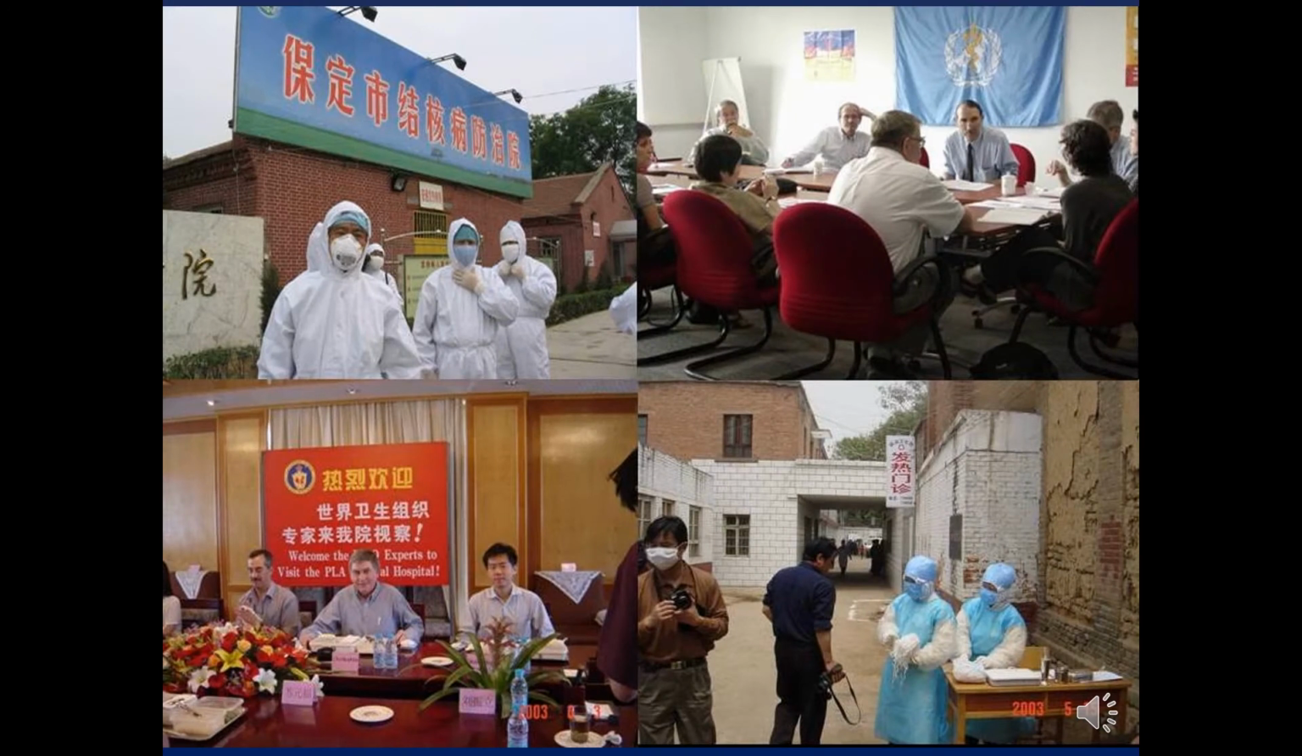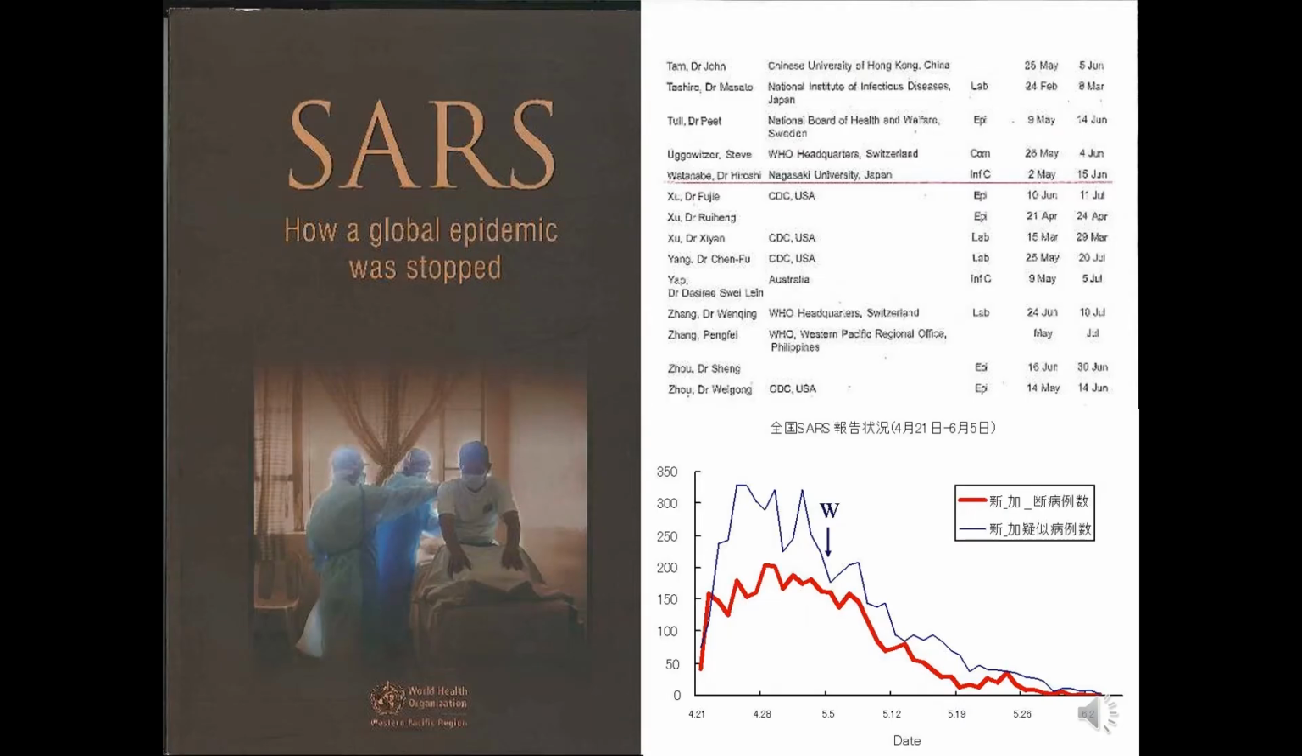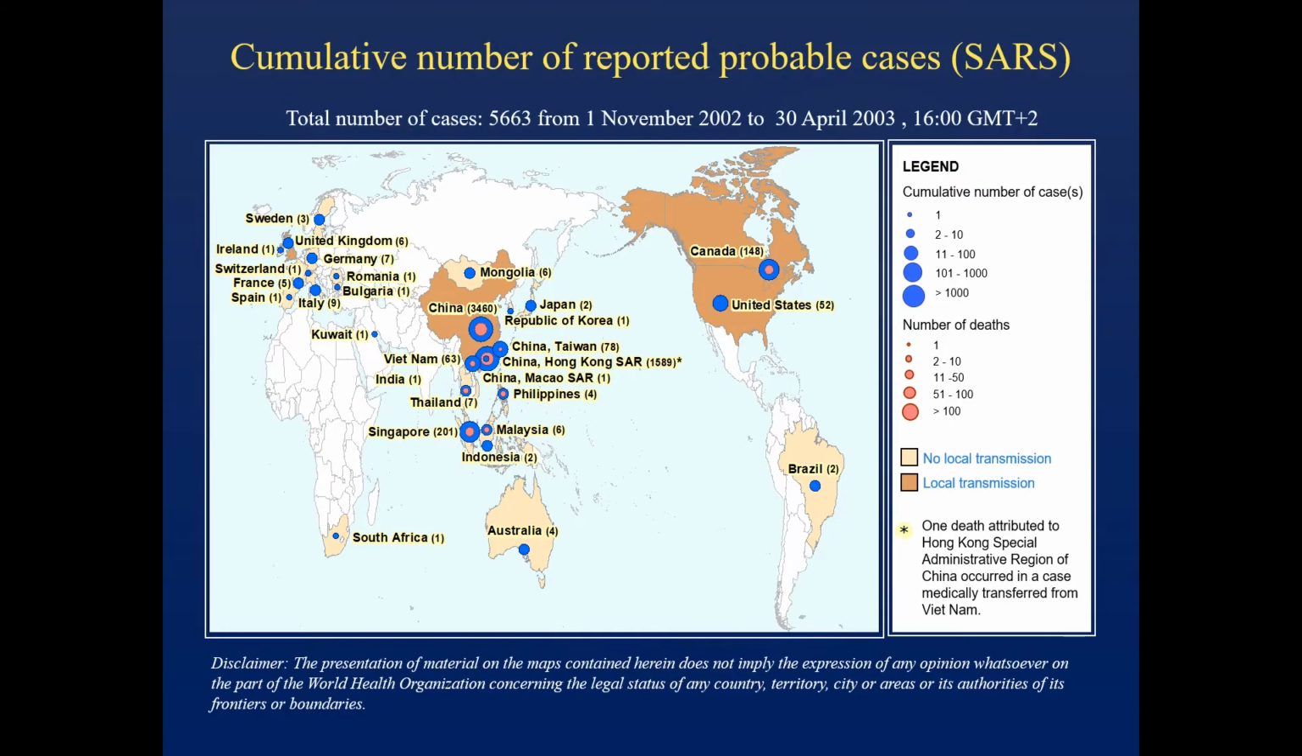I was with Nagasaki University then, and I was seconded to WHO. I spent 1.5 months at the China WHO office as an expert, and I joined the assignment to contain the SARS epidemic. Later, WHO published a book titled SARS, How a Global Epidemic Was Stopped, and I was involved with my name, with affiliation to Nagasaki University. I was with the infection control team from 2nd of May to 15th of June. I worked for the team. I joined the team in the latter part of the epidemic and went to China. I spent days until the end of the infection control in the epidemic region.